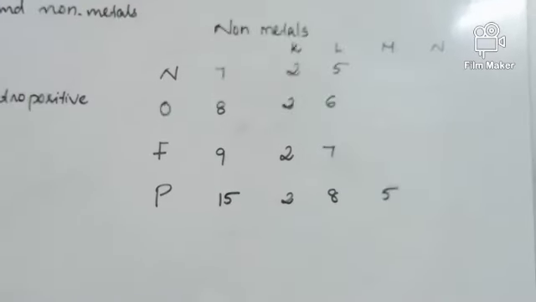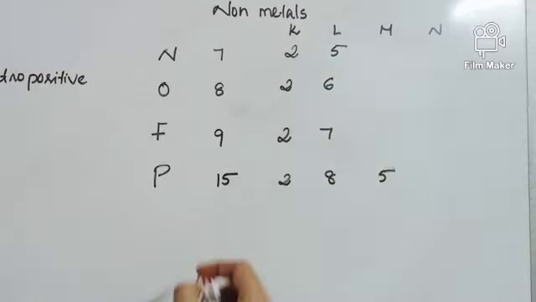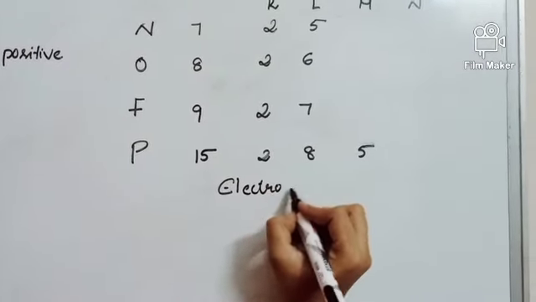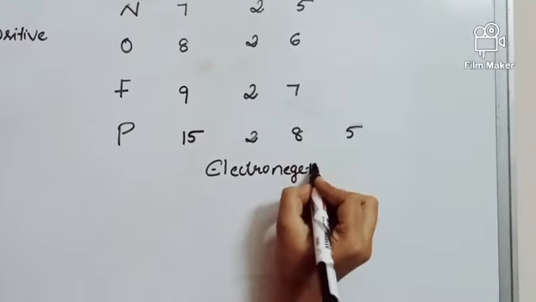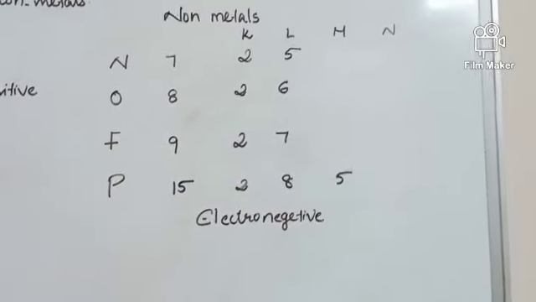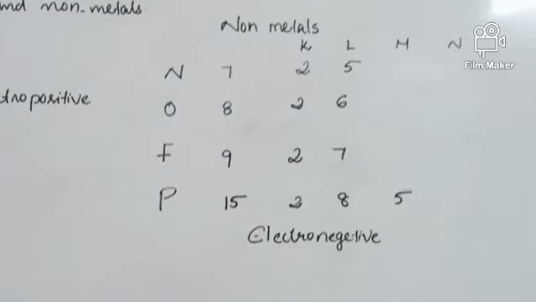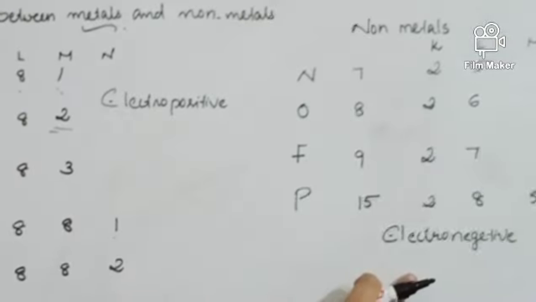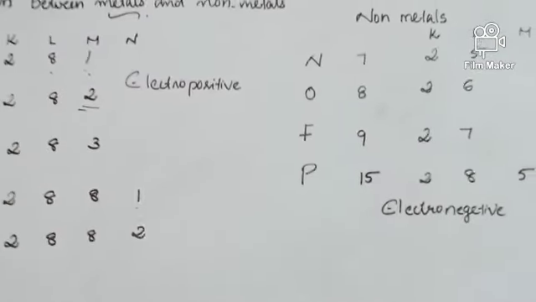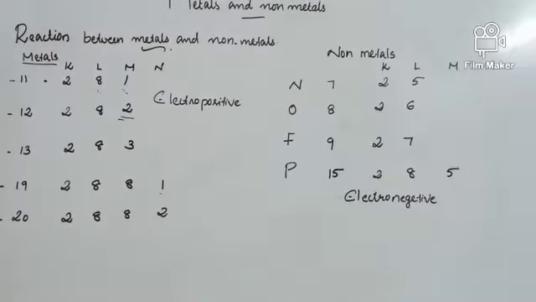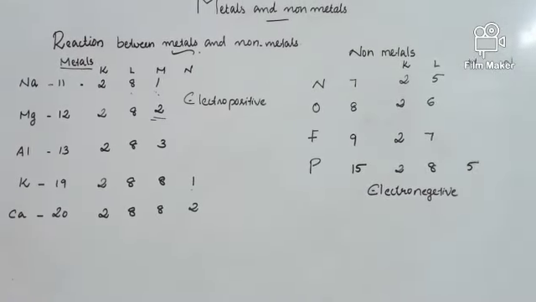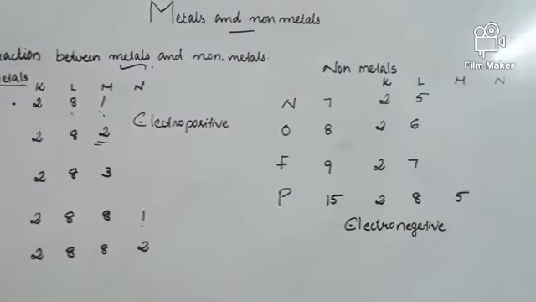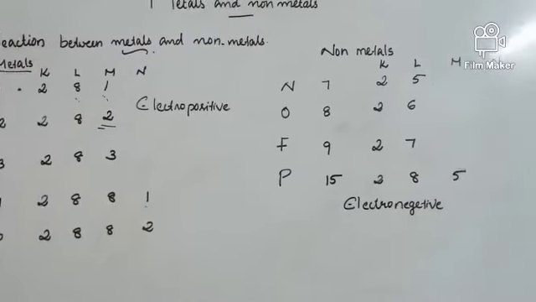So the tendency to gain electron is called electronegativity, or we can say that non-metals are electronegative in nature. Electronegative means they have the tendency to gain electron and attain stability. So metals are electropositive and non-metals are electronegative in nature. Electropositive means metals have the tendency to lose electron and non-metals have the tendency to gain electron.